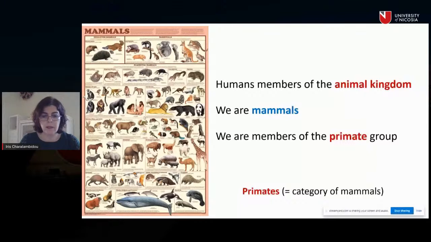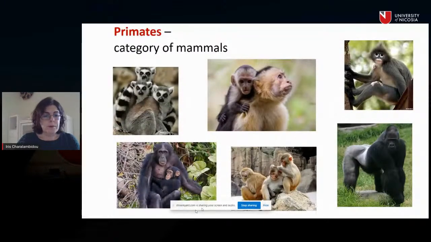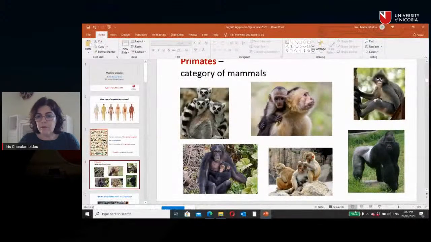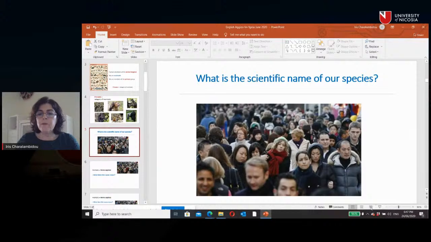which are called primates. So I would like to show you a picture with some primates. Here are a few primates just to give you an idea. You recognize lemurs. These are the species of lemurs that are usually shown in most documentaries, chimpanzee, gorilla, different species of monkeys. So these are just a few of the primates that exist. I think I will have to show you the slides like this because it's not working. Okay, so the next question is, what is the scientific name of our species?